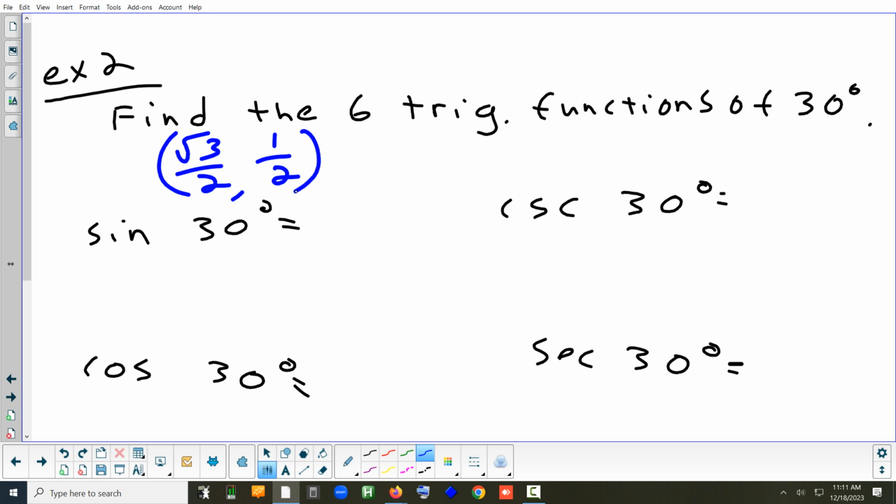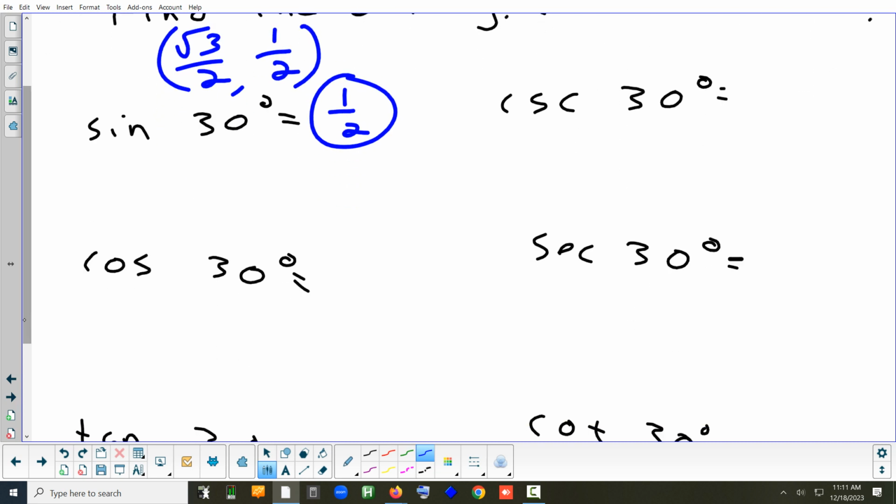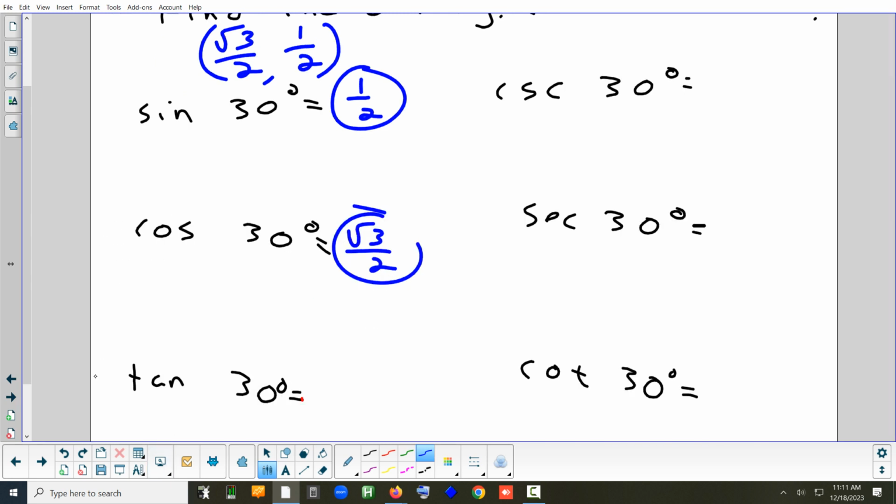Okay. How about the sine? That's going to be how much? Yep. Half. Okay, the cosine is going to be square root 3 over 2. And how about the tangent? Yep. Square root of 3 over.